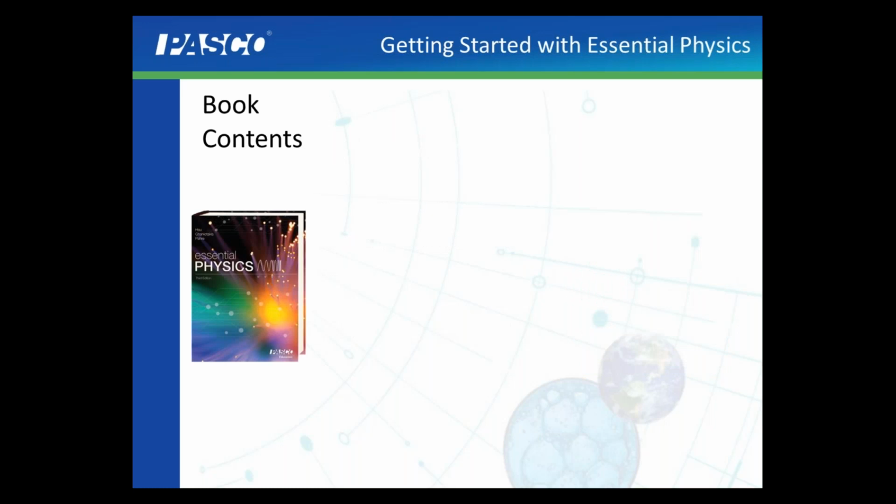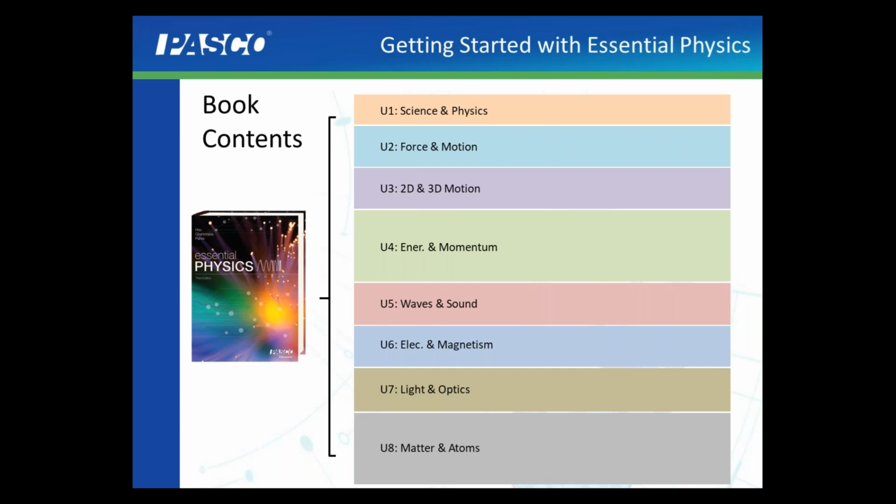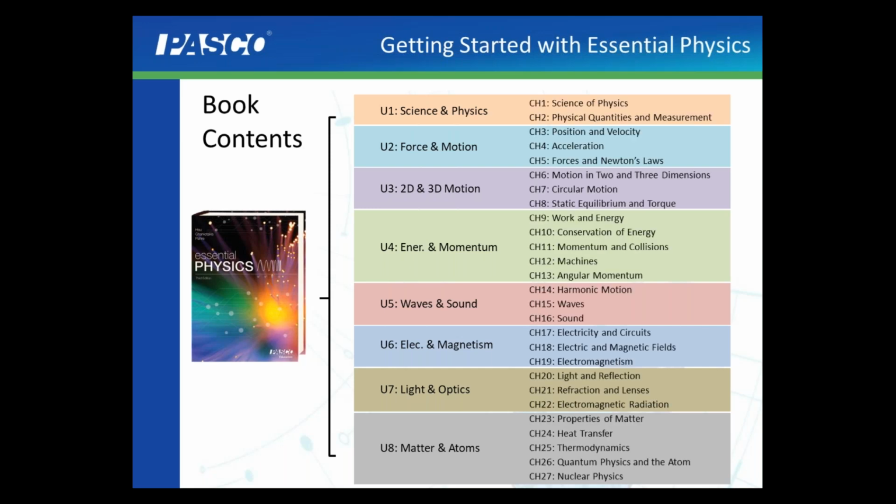Well, what's in the book? The Essential Physics 3rd edition textbook, the printed book as well as the ebook, is broken down into 8 units. Anything from what is science, what is physics, all the way down to Unit 8, which includes topics in modern physics. We've got thermodynamics, waves, electricity, magnetism, light and optics, energy, motion, force. It's all in there. Within each of those units are 27 chapters that are divided like you see here on my screen. Again, we've got everything from force and motion all the way down to Unit 8, where we talk about things like quantum and nuclear.